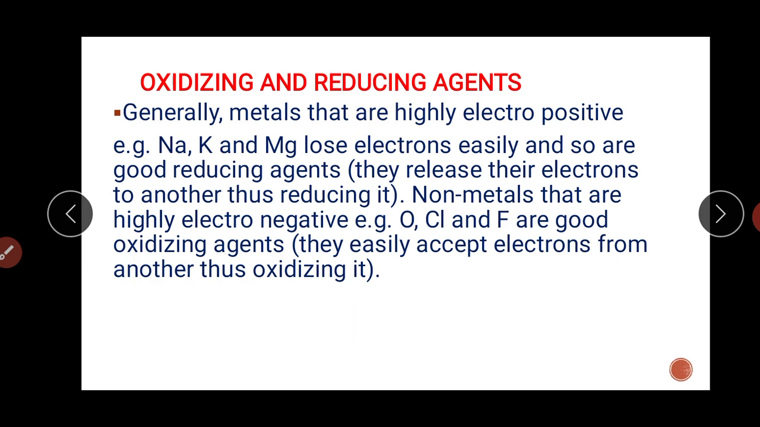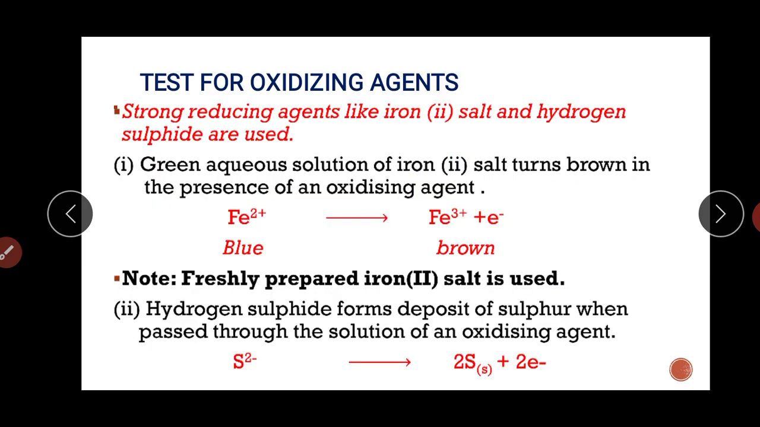Anything that gives out electrons gets oxidized, and whatever accepts them gets reduced. But chlorine, fluorine, iodine, which are highly electronegative non-metals, are the ones that accept electrons, and thereby they are good oxidizing agents. So that's a clue there. How do we test for oxidizing agents?